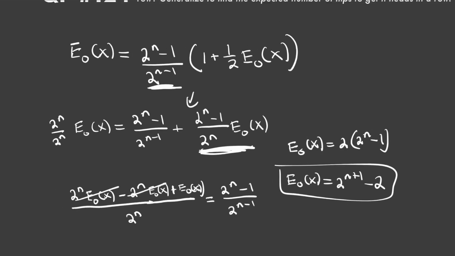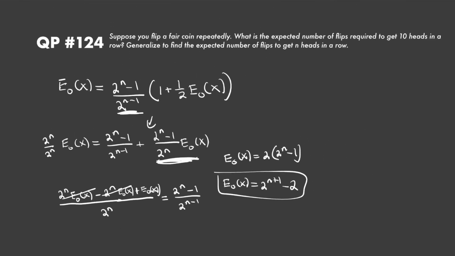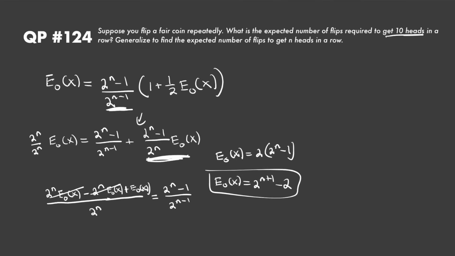That was a super annoying recurrence to calculate, but we did it, and now it's asking us what is the expected number of flips to get 10 heads in a row. So basically n is equal to 10. When we plug in n equals 10 over here, all we get is 2 to the power of 11 minus 2. So 2 to the power of 11 is 2048 minus 2, we get 2046. So this is the expected number of flips required to get 10 heads in a row.